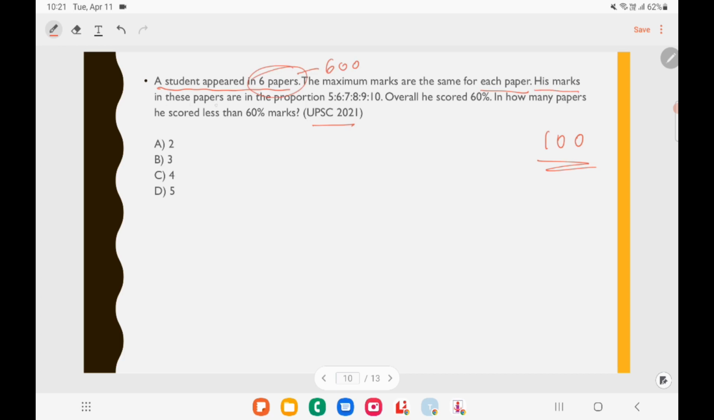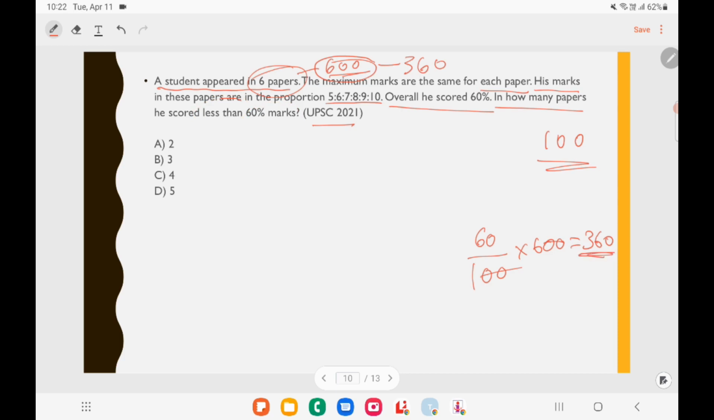Now his marks in these papers are in the proportion 5 is to 6 is to, and so on, as given. Overall, he scored 60%. So 600 was the total mark, and in that he got 60%. We need to find 60% of 600, that is 60 by 100 into 600. You will get 360. So out of 600, he scored 360 marks. Now we need to find out in how many papers he scored less than 60% of the mark. So the total score was 360.